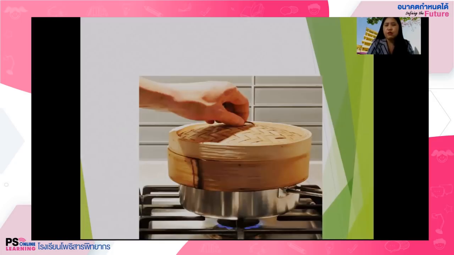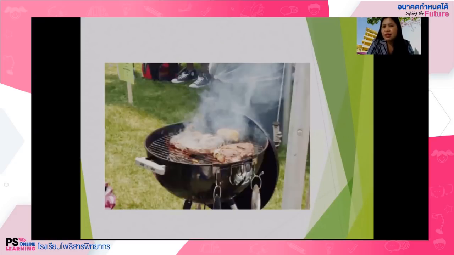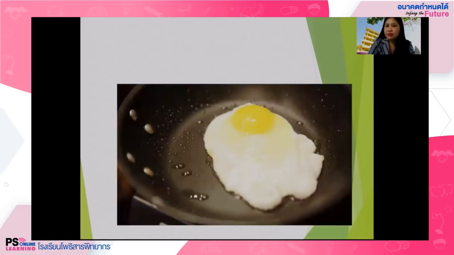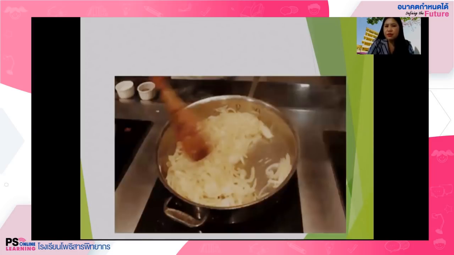Okay, practice. So the first one, what is this? What is the food when finished? It is steamed. Very good. The next one is, yes, it is grilled. Next one is fried. Very good. With the D sound. Say it again. Fried. Next one. What is this? It is sauteed. Very good.